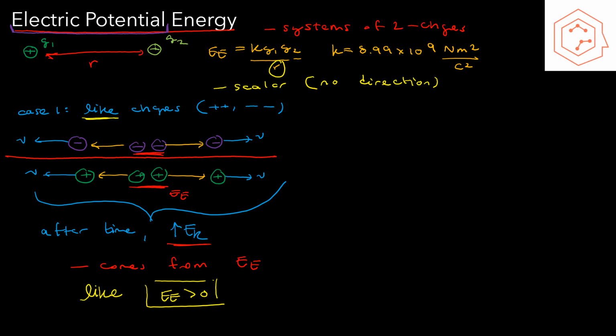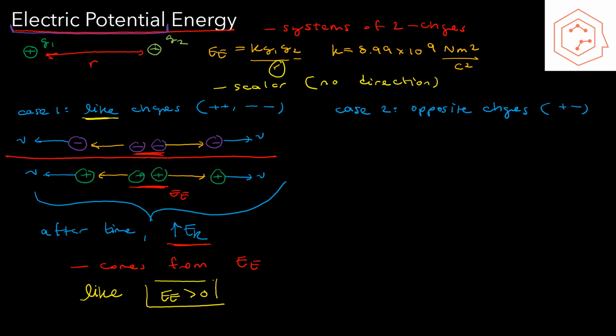Now the second case, case 2, is when it's opposite charges. So we have a positive and a negative. If we consider the simple case, where we have a negative charge and a positive charge sitting right beside each other, then if we look at the system, nothing is going to happen, because both charges are going to attract each other, and so they're going to be stuck. They're bounded together.